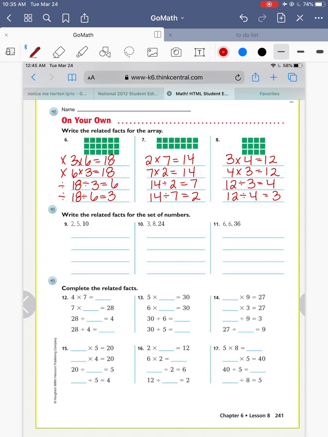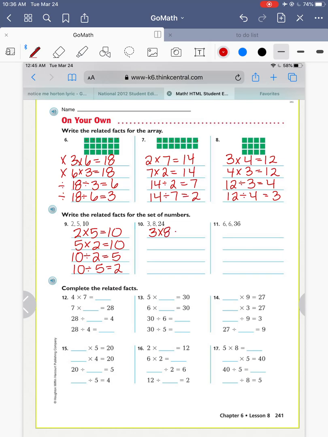Obviously, when we do the multiplication, the biggest number is going to be the answer. So 2 times 5 is going to give you 10. So the commutative property would be 5 times 2 is 10. And then you can do 10 divided by 2 is 5. Or 10 divided by 5 is 2.